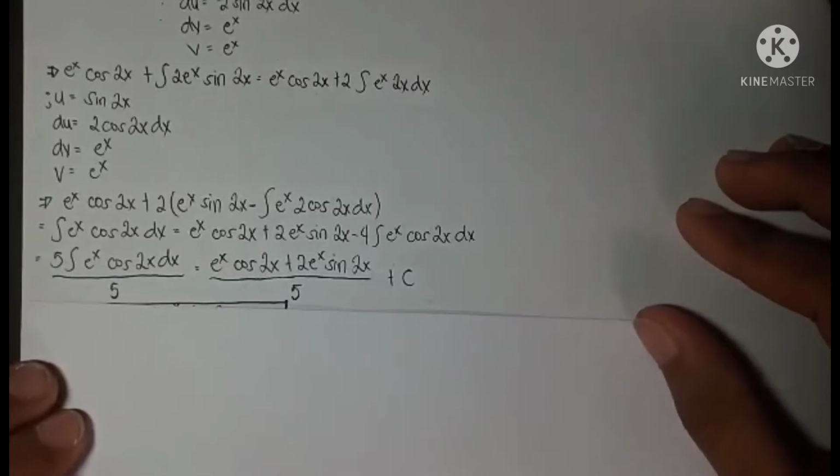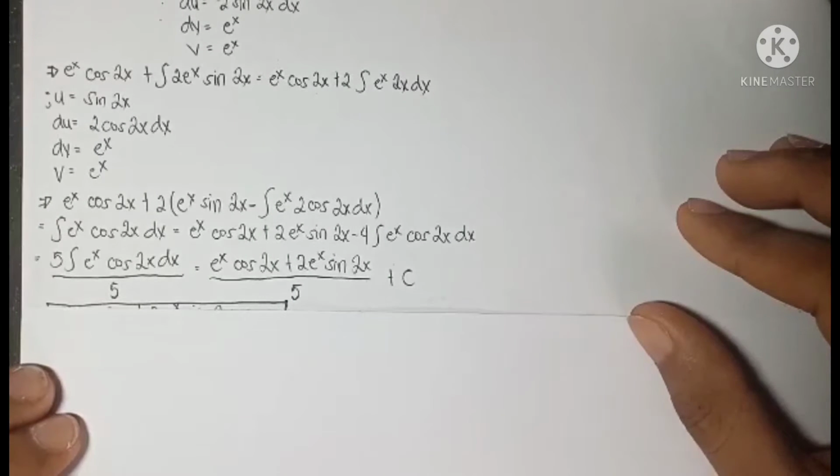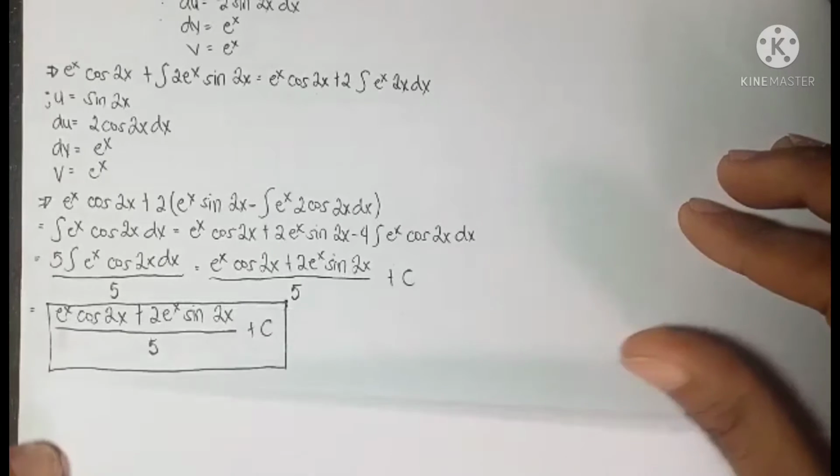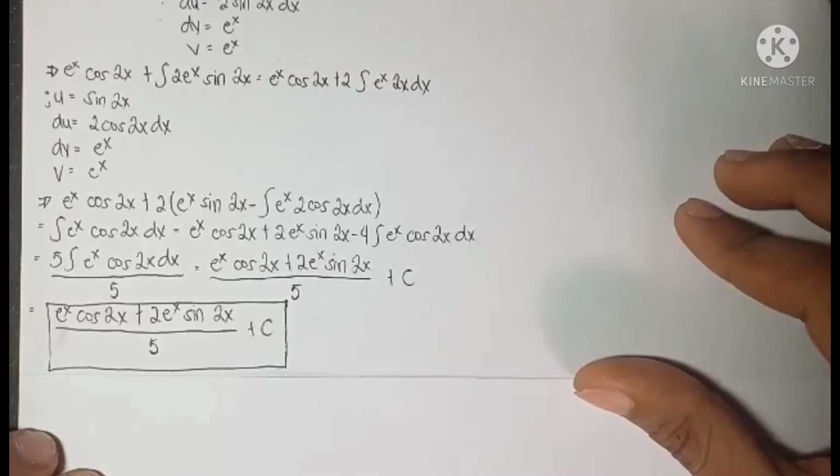So, bali, magiging 5 the integral of e raised to x cosine 2x dx, all over 5, is equal to e raised to x cosine 2x plus 2e raised to x sine 2x over 5 plus c. So, bali, ang final answer natin is e raised to x cosine 2x plus 2e raised to x sine 2x over 5 plus c.